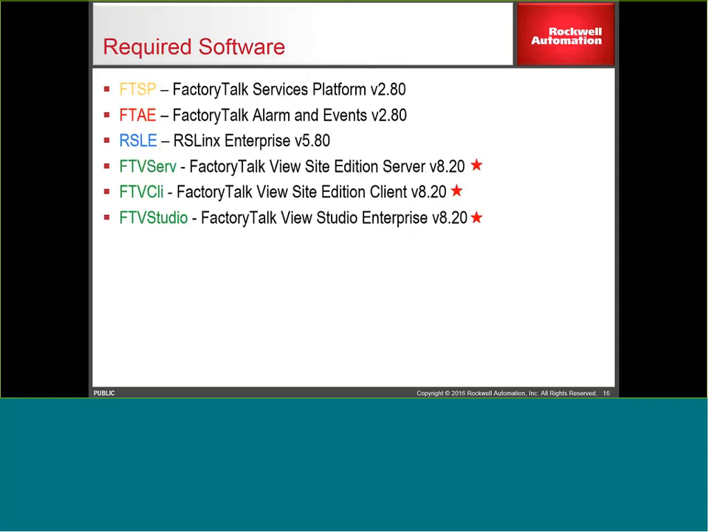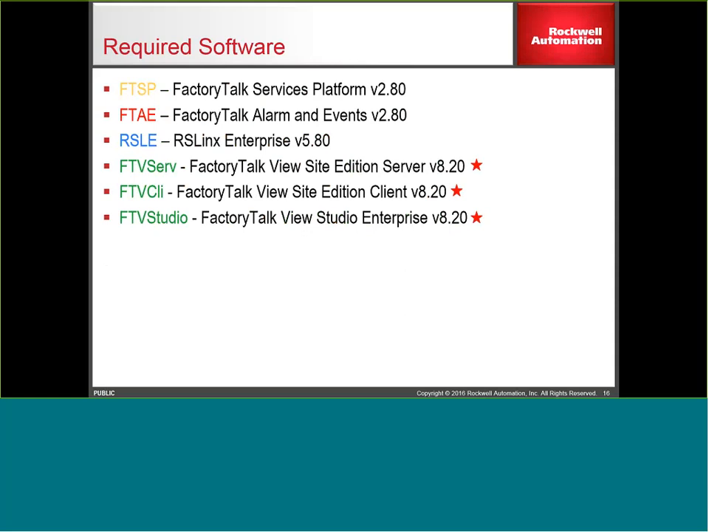And here I'm just defining some of those shorthand terms I used on the last slide, but also notice that I'm listing the versions here, right? So for FactoryTalk Services Platform, the latest version you could go out and download right now is version 2.80.